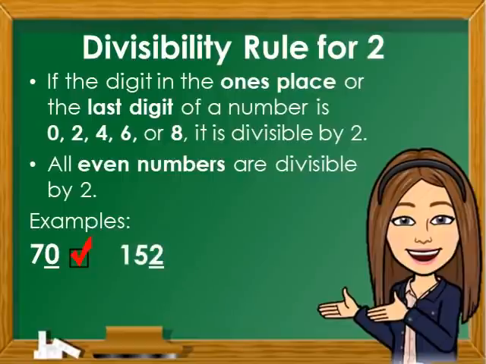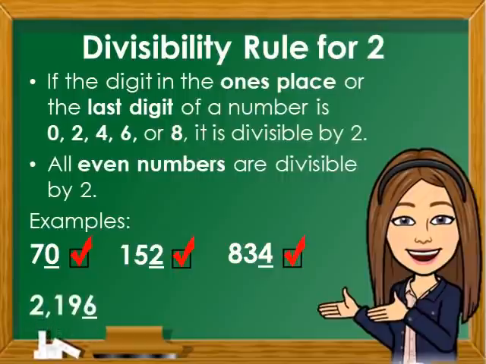152. The ones place or last digit of 152 is 2, which is an even number, so 152 is divisible by 2. 834. The ones place or last digit of 834 is 4, which is an even number, so 834 is divisible by 2. 2196. The ones place or last digit of 2196 is 6, which is an even number, so 2196 is divisible by 2.